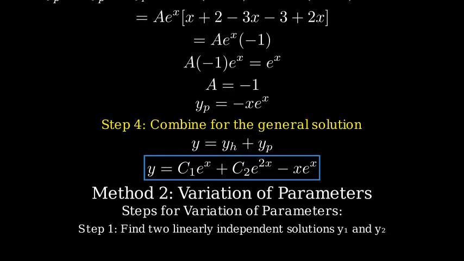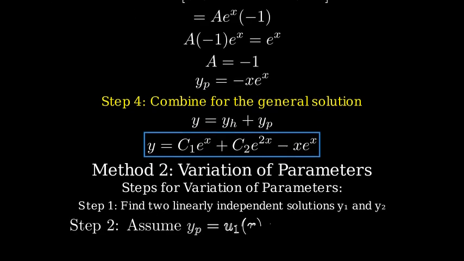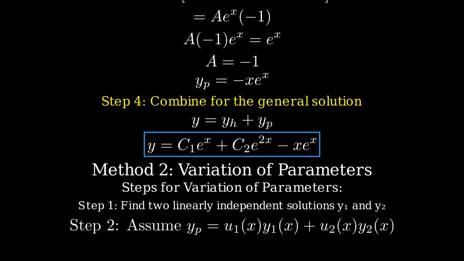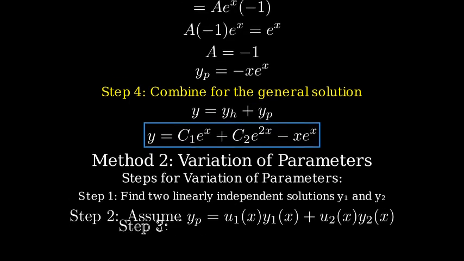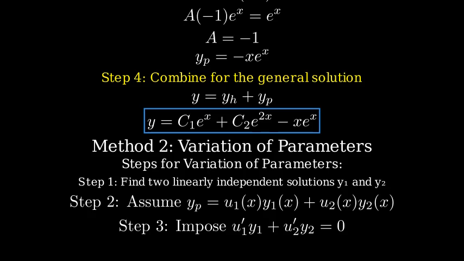Find two linearly independent solutions to the homogeneous equation. Let's call them y_1 and y_2. Step 2. Assume a particular solution of the form y_p = u_1 y_1 + u_2 y_2, where u_1 and u_2 are functions to be determined. Step 3. Impose the condition u_1' y_1 + u_2' y_2 = 0. This simplifies the derivatives in the next steps.